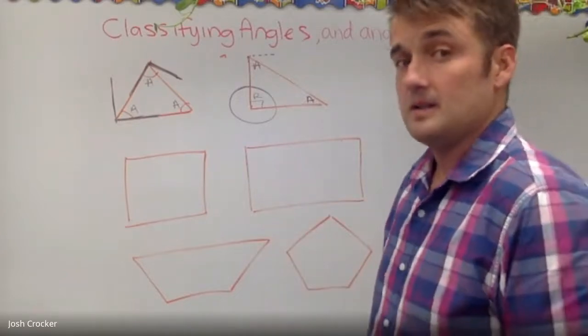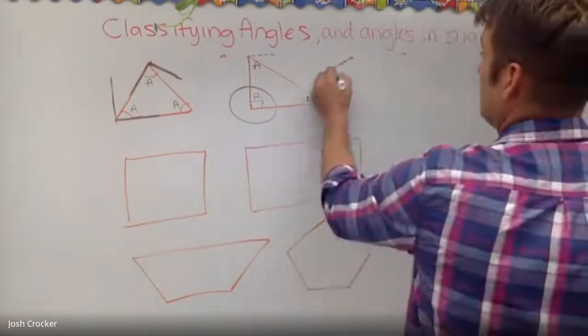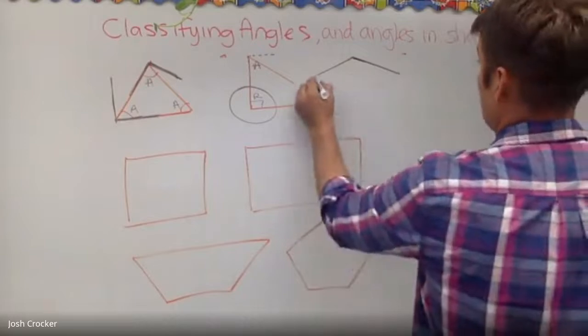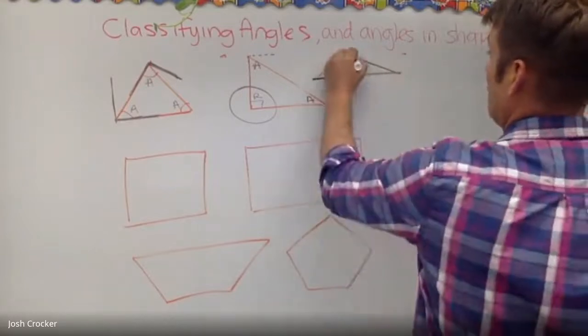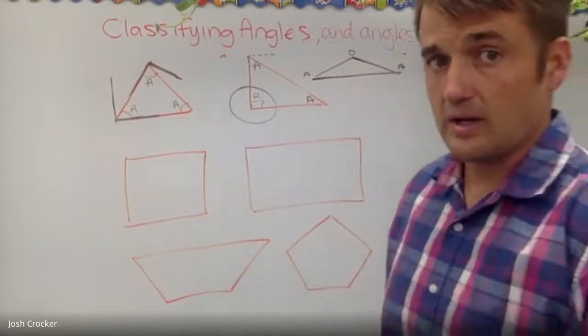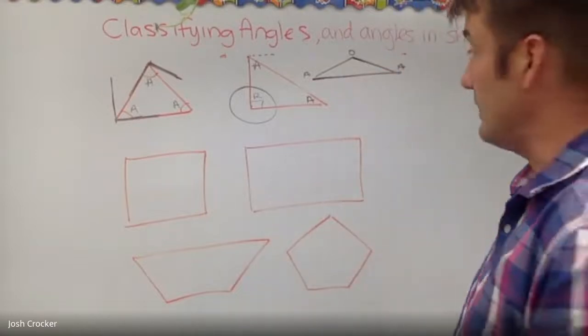It is possible to have a triangle with an obtuse angle. So that could be obtuse, and then you have 2 angles that are very acute. So it's possible to have a triangle with an obtuse angle.